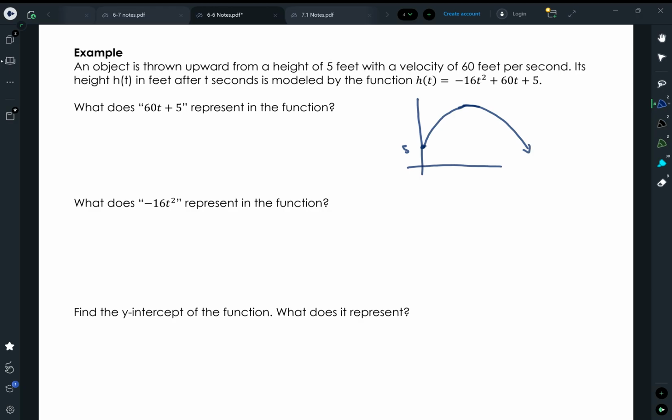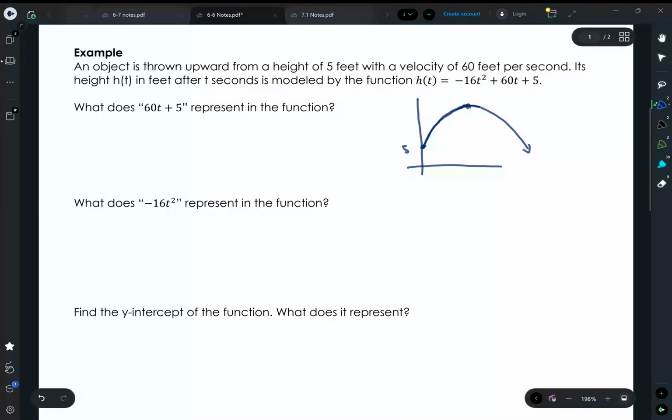So gravity is acting on it the whole time. I guess I need to fix the way I'm saying this. But at some point, gravity overcomes that initial velocity, and that's when it comes back to the ground. So the velocity of 60 feet per second is only good until about here, right? And then gravity has completely overpowered it. It's going back towards the ground again.